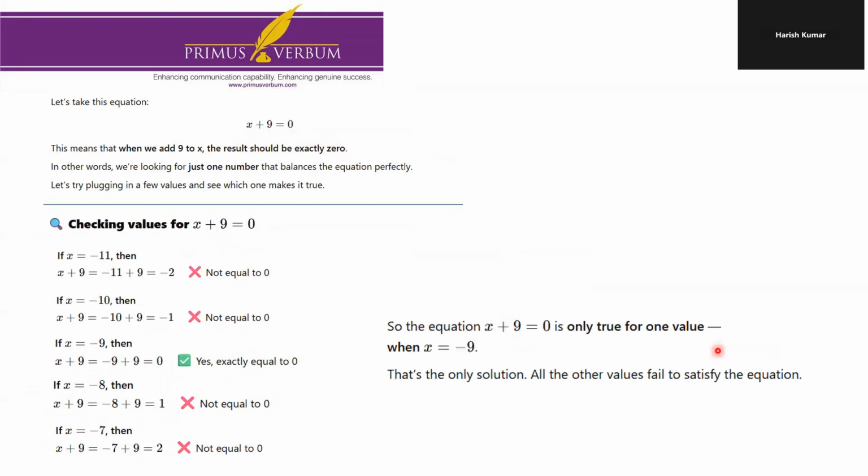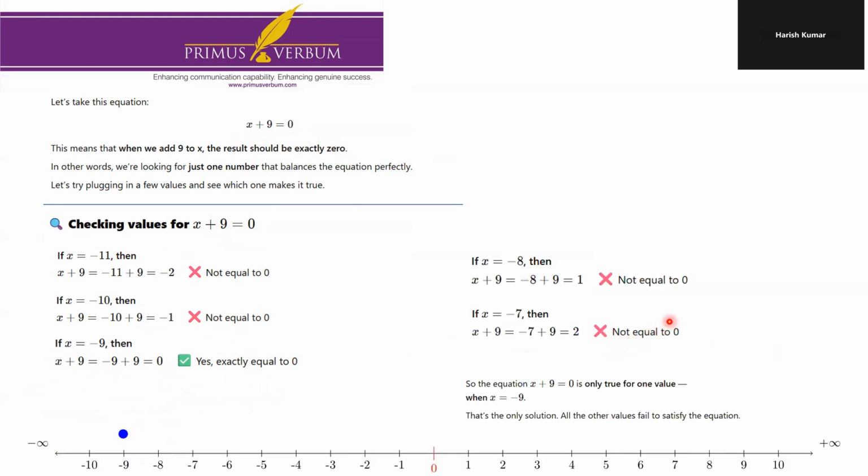So the equation x plus 9 is equal to 0 is only true for one value, when x is equal to minus 9. That's the only solution. All the other values fail to satisfy the equation. And we have plotted this on the number line. We can clearly see a shaded circle or a filled in circle right above minus 9 because that's the only solution for this equation. Okay, it's only when x takes this value of minus 9 is the equation satisfied.